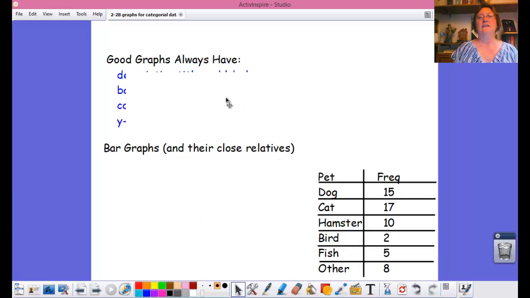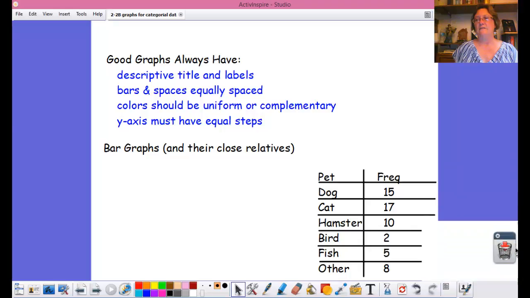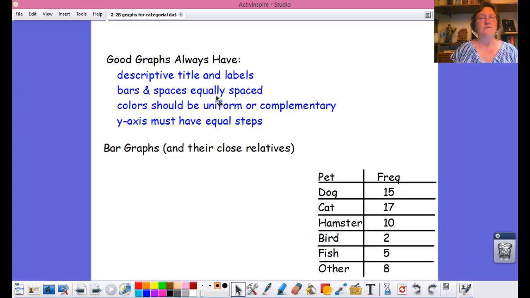And so I'd like to have you take down some notes about what every good graph should have. A descriptive title and labels. The x and y axis should have labels. The bars and spaces should be equally spaced or uniformly spaced. Colors should be uniform, all the same color, or complementary. That is, we should not make one of them neon orange and the rest pastel. Okay? They should be uniform. The y-axis should have equal steps. That's always true in a bar graph.